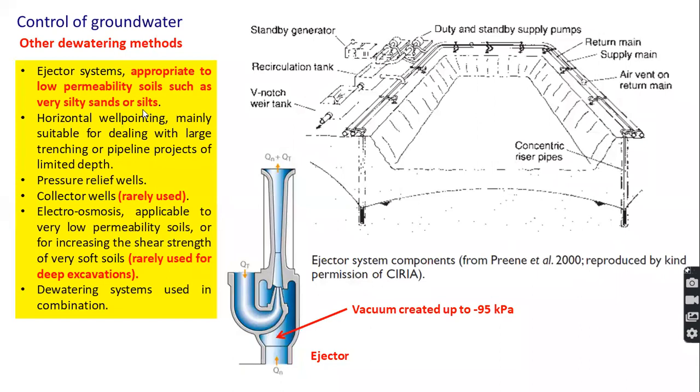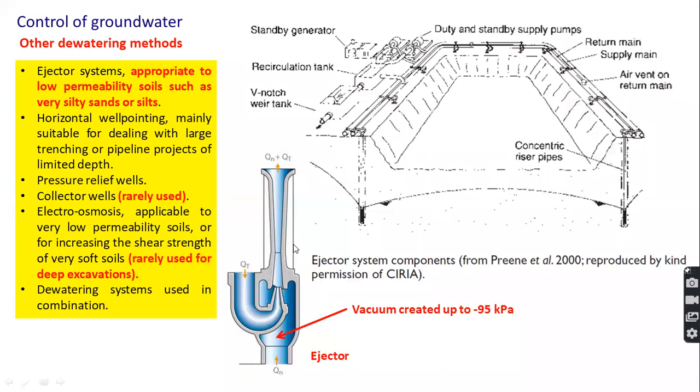In addition to the ejectors, there are some other methods available like horizontal well pointing and pressure relief wells. Pressure relief wells are like sand drains. I'll show you some figures. Then come collector wells. They are very rarely used in deep excavation systems. Electroosmosis is also very rarely used in deep excavation. It is more like a ground improvement method than a dewatering method. But electroosmosis also can be used to dewater very fine soils like clay type soils. In some cases, the given dewatering systems are used in combination as well.